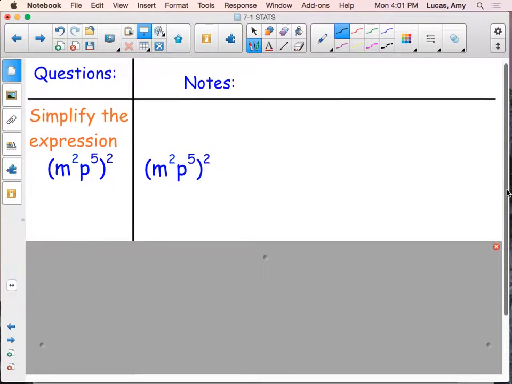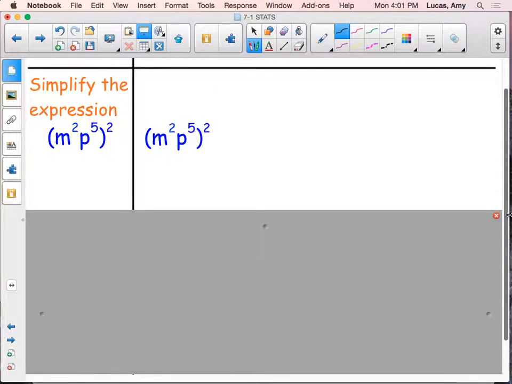Now we've got our power of a power. So this is where we can distribute and multiply it.